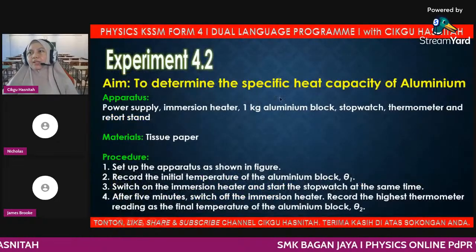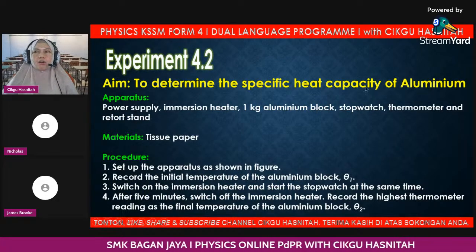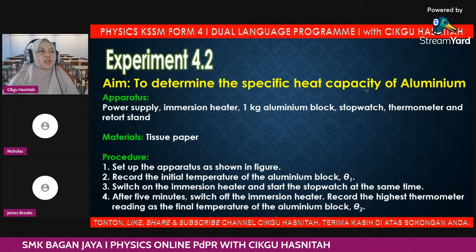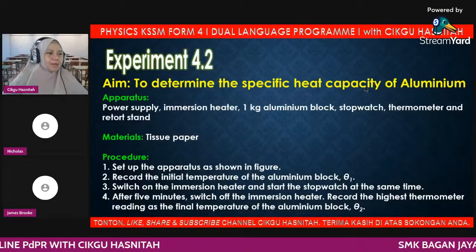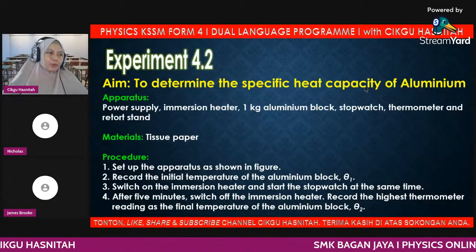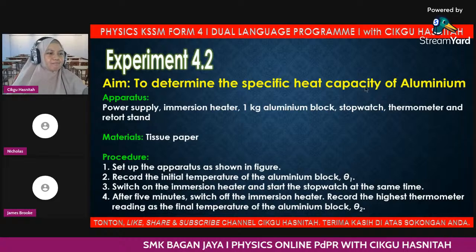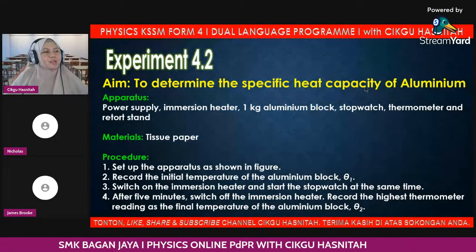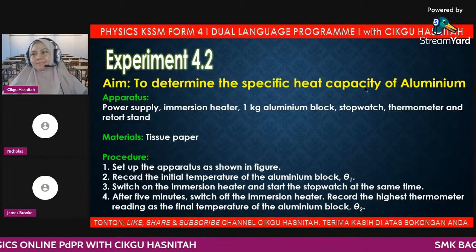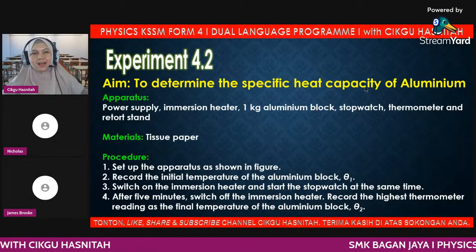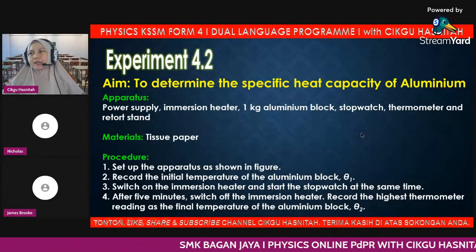Okay, and this one goes the same. Experiment to determine the specific heat capacity of aluminium. Who knows what is the specific heat capacity for aluminium? The theoretical value or the actual value? It is? Anyone knows the specific heat capacity for aluminium? 900. Yeah, it is 900. Okay, 900 joule per kilogram per degree Celsius.